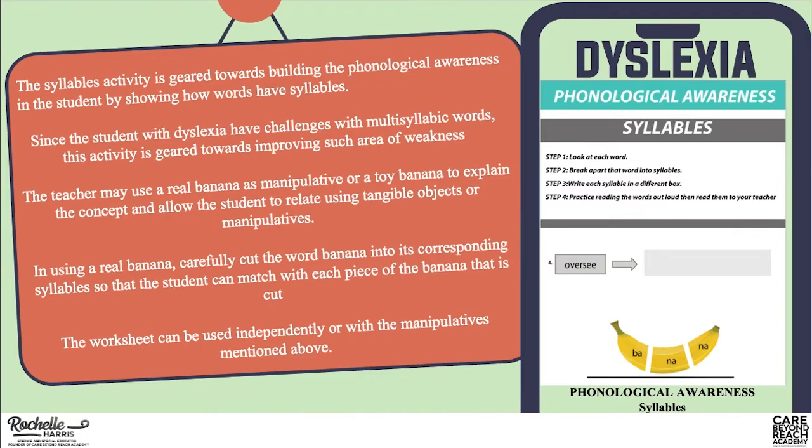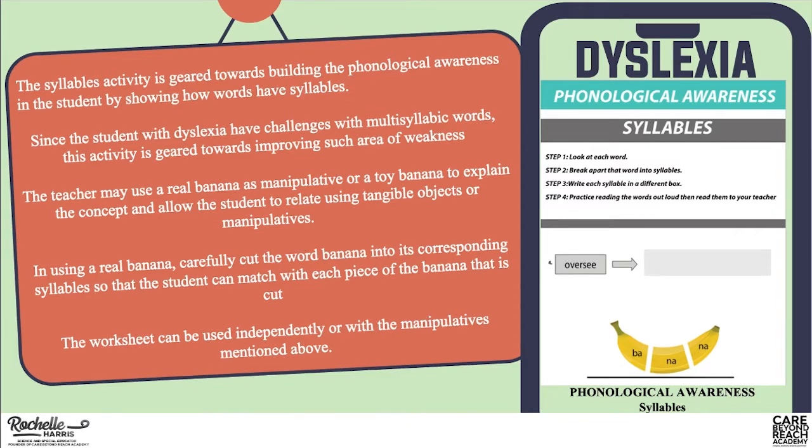So you want to be able to use real manipulatives. You can use a toy banana or a real banana, and of course they can have the banana when they cut it afterwards. You want to use these tangible things, these manipulatives, and each syllable would be one piece of the banana. And so you have them do this. They can use the worksheet or they can use the manipulatives.